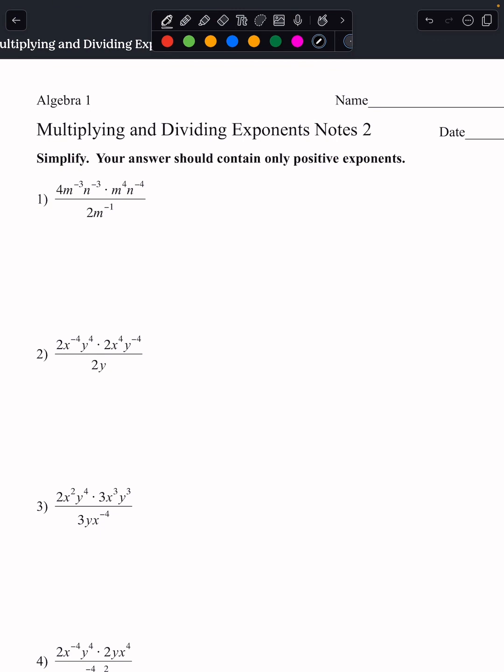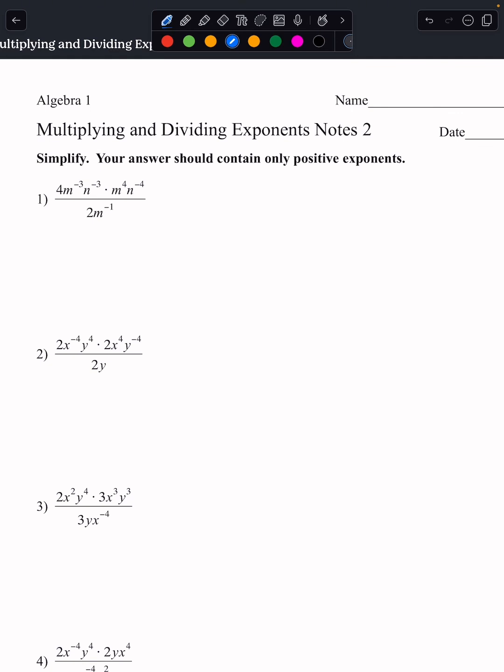The multiplied and divided exponents. The earlier one was a little bit more simple. These questions are a little bit more challenging, so I decided to make a separate video for these so that you can have a video specifically for this. Now, okay, so what we have here is just a lot going on.